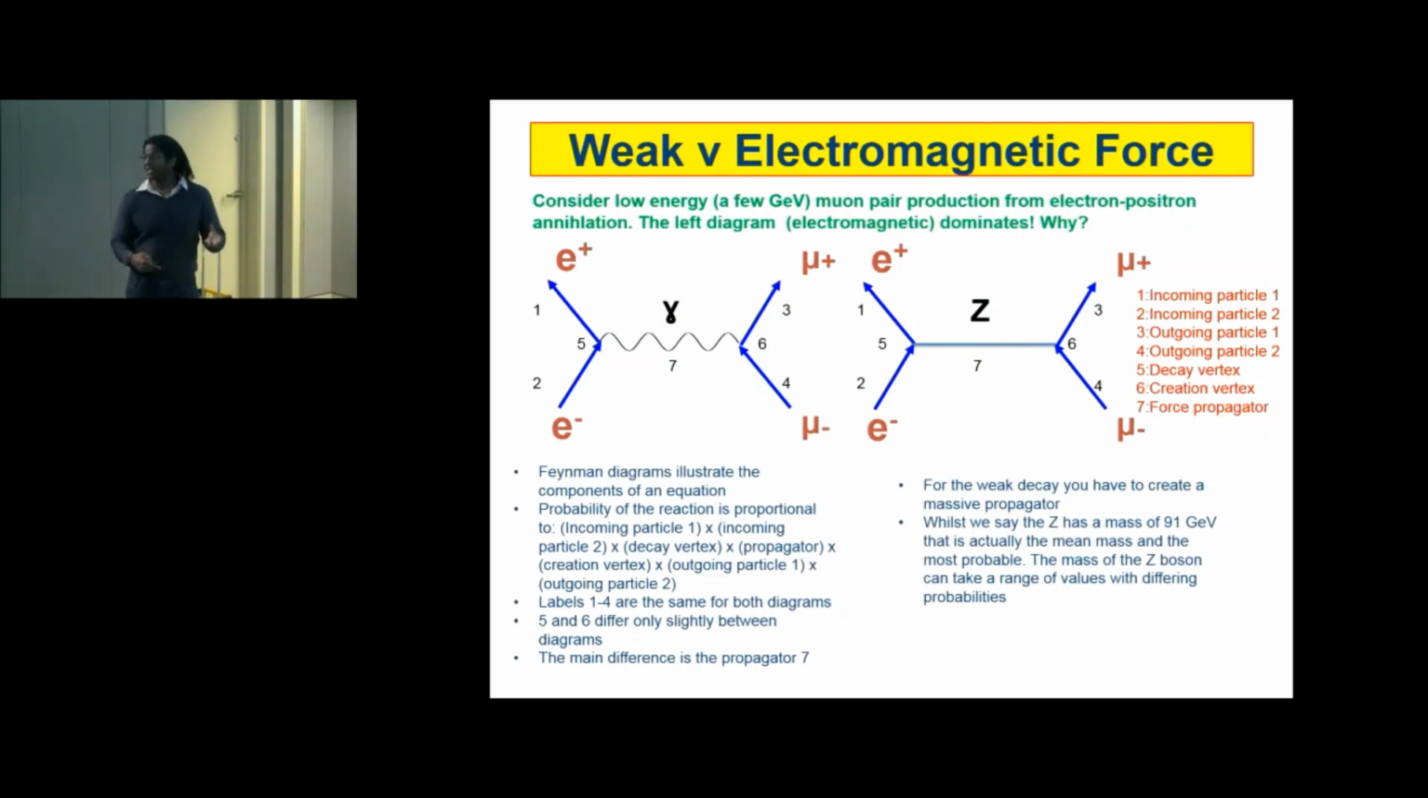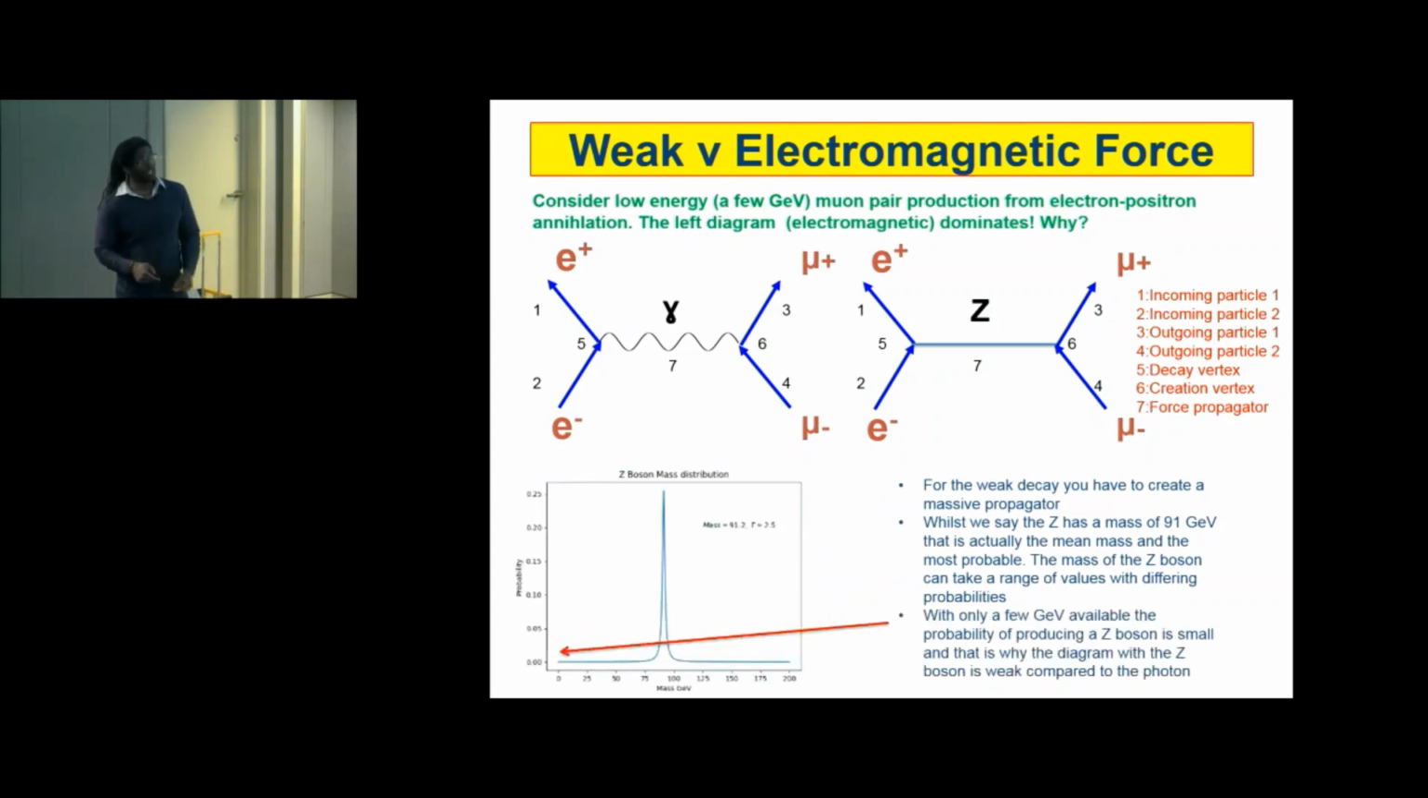So the probability of producing a Z boson at low energies is low. And that's what contributes. So this is the probability distribution of the Z boson. What you can see is at low masses here, the probability is really low. Once you get to the mean value, it shoots up, and that's where the probability is really high. So if you had the energy around the Z boson mass, then the probability of this diagram rockets.